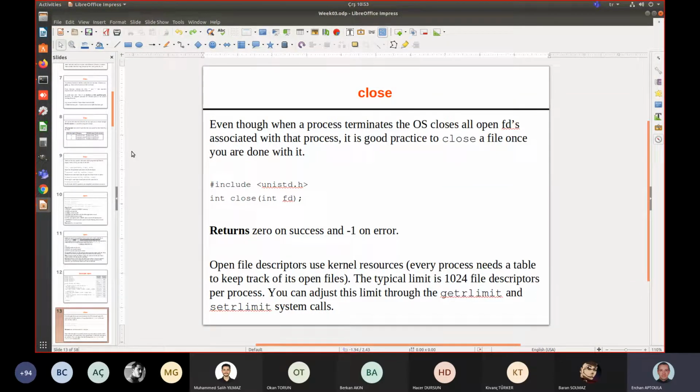Hocam, how many open file descriptors can I have? Well, the typical limit is 1024 per process. So every process can have at most 1024 open files. Now, this is not an absolute limit. You can modify it by using the getrlimit and setrlimit system calls, but I do not recommend it. If you have a program that requires more than 1024 open files at a given moment, maybe you should check your program's design. That is not a good sign.